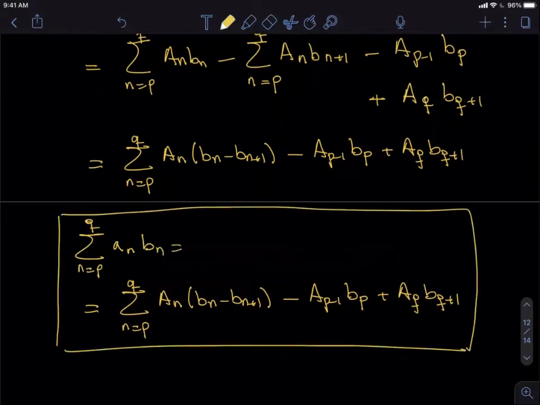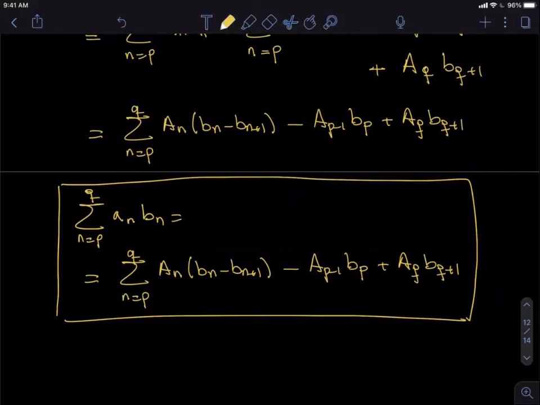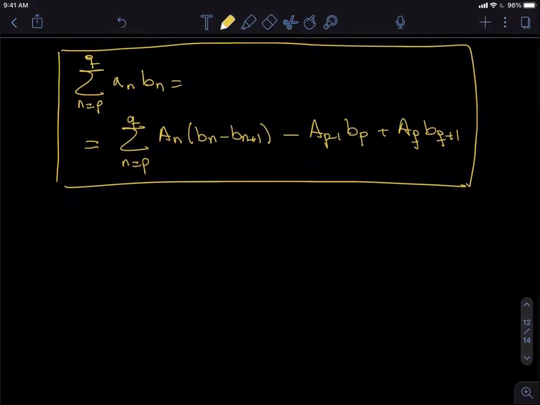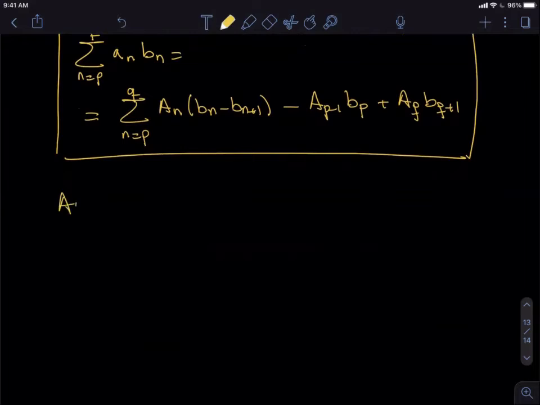And this is a useful trick when we need to deal with series that are a product of two sequences. Okay, the general term is a product of two sequences. But you see, in my opinion, it's easier to just do the computation on the spot. So let's see some applications.